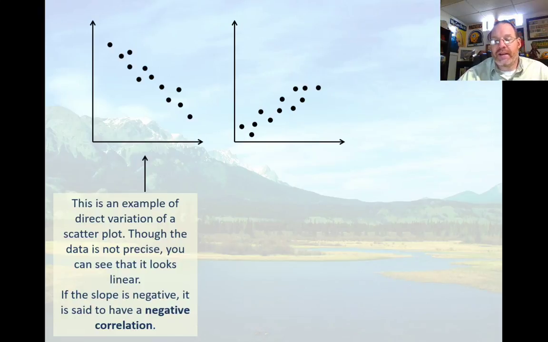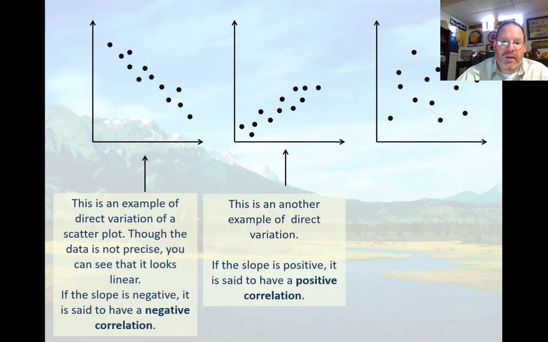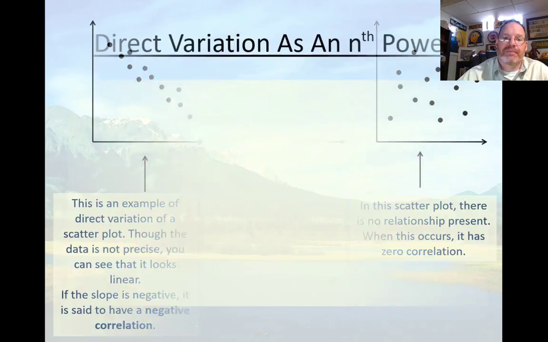Here we have another set of data on a scatter plot, and this looks like it's consistently increasing as far as the slope goes. So it has a positive correlation. And then there's this one, which is just a big blob of points. It doesn't really look like it forms a line at all. I would say that there's no relationship between the x and the y, and so you refer to it as having either no correlation or zero correlation. All right, so that's what you need to know about direct variation.